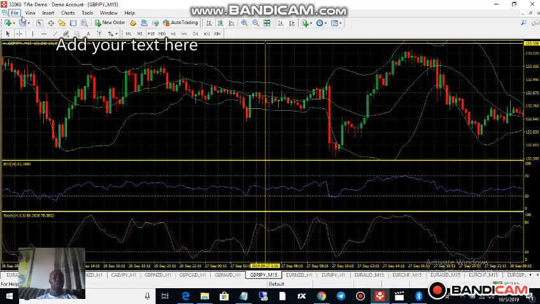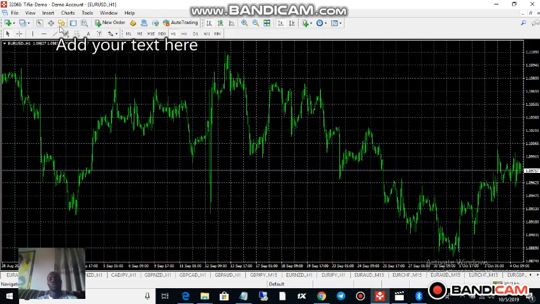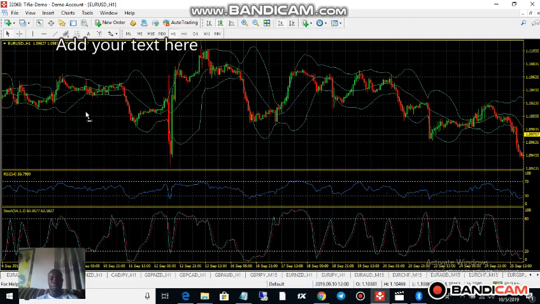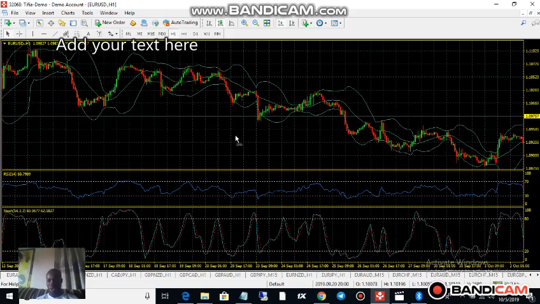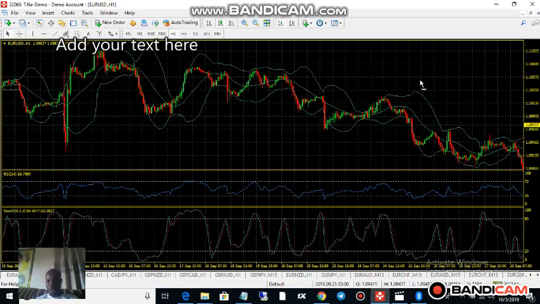So let's look at another currency, so it won't be like new charts. Okay, Euro USD. I love Euro USD for this strategy. I already have the template saved on my chart.